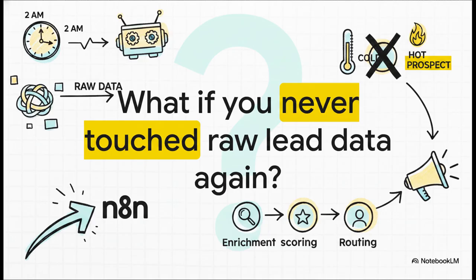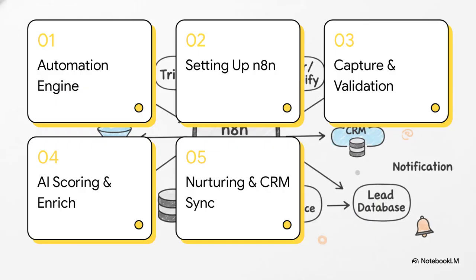Today, we are presenting n8n as the ultimate antidote to that slow, painful process. This automated lead generation system runs at 2 a.m. with the exact same blazing speed and accuracy as it does at 2 p.m., entirely hands-free. Here's our quick roadmap for the explainer. We'll start with the automation engine, then setting up n8n environments, move into flawless capture and validation, hit AI scoring and data enrichment, and wrap up with smart nurturing and CRM sync.